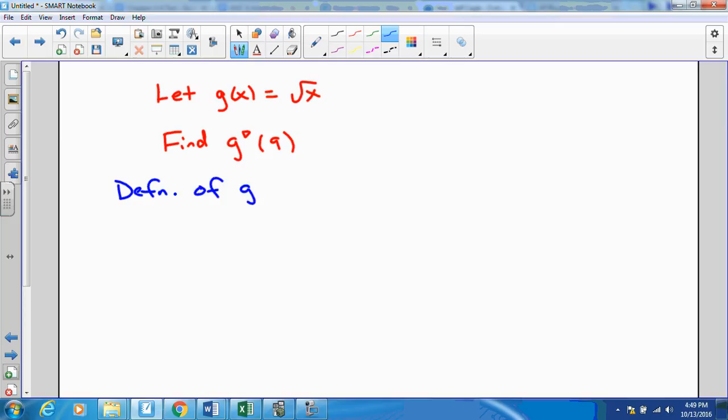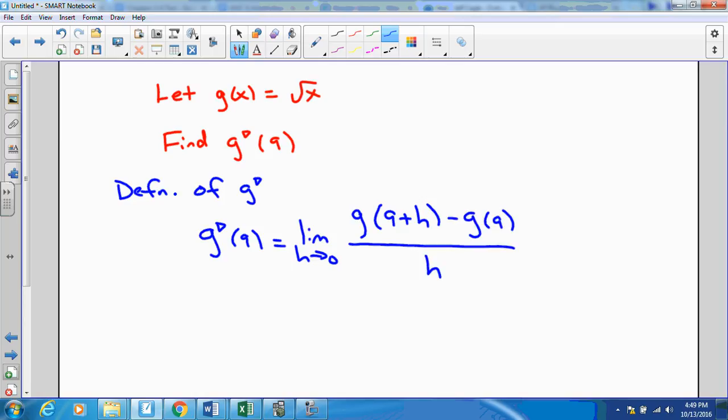If I use the definition of the derivative, then I would say that g prime of 9 is the limit as h goes to 0 of g of 9 plus h minus g of 9, all of that over h. And that is my difference quotient set up.